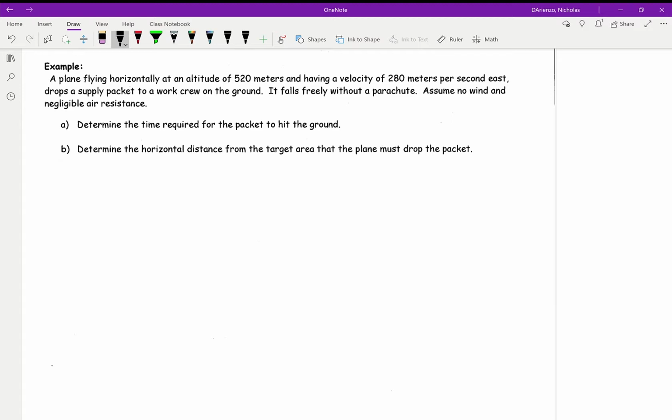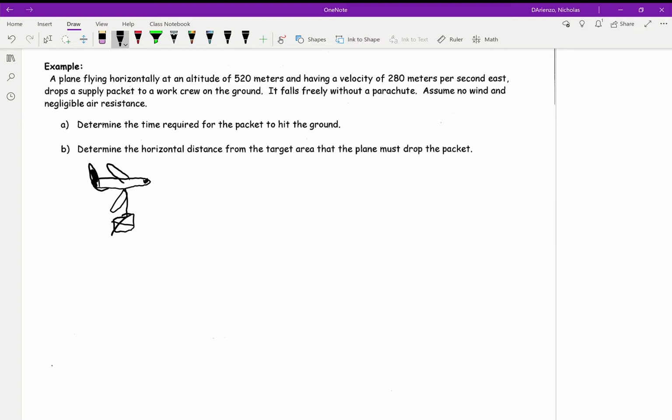I'm going to do my super nice, awesome plane here. So we have a plane. Got to have the back tail on it. That's carrying a supply packet. I tend to use crates; mine are always boxes with X's in them that make them look like crates. So we have a plane flying horizontally.